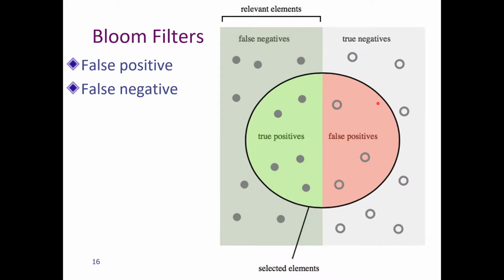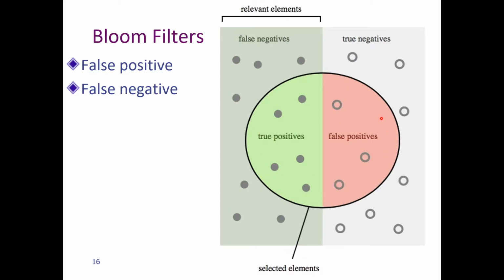However, this testing method may not be 100% accurate. In practice, we know that it's really, really hard to find 100% accuracy for any testing method. So the test will report positive within this circle. And those positive ones, which are also the relevant ones, which means the true ones, are called true positives.